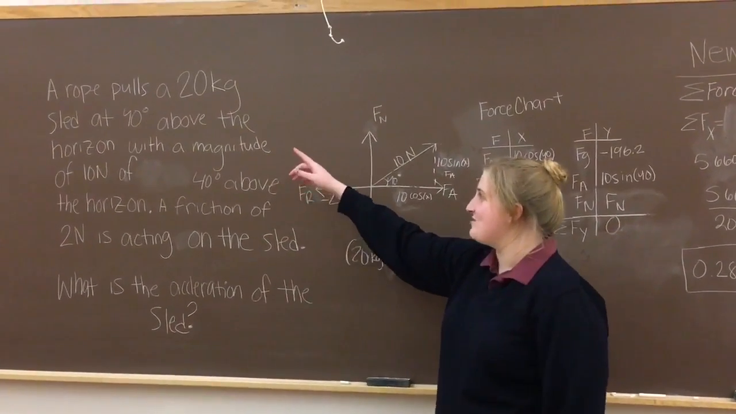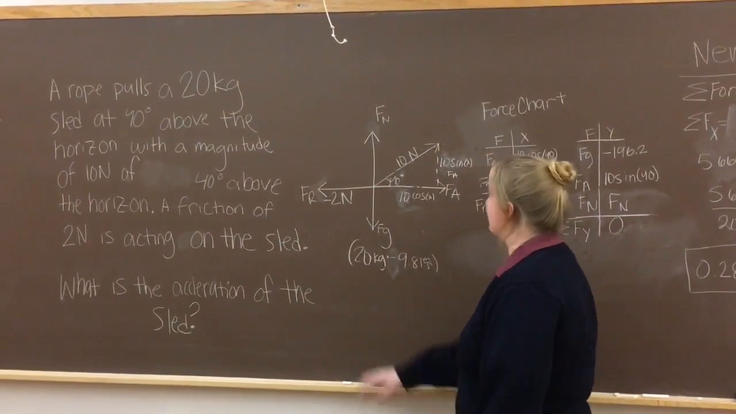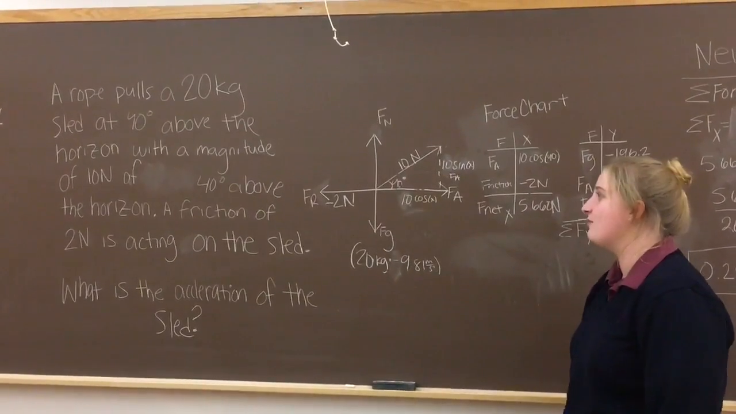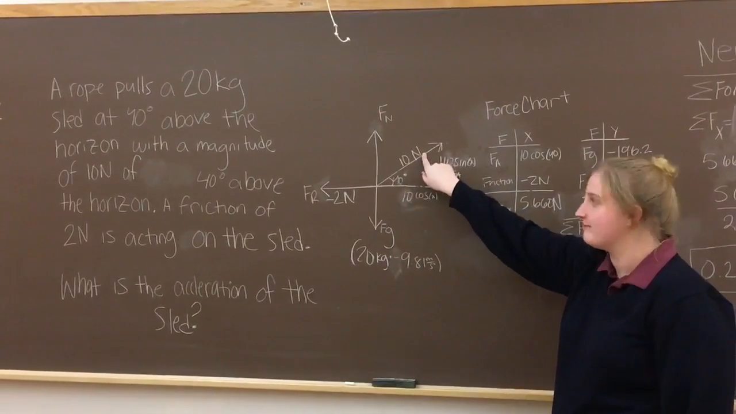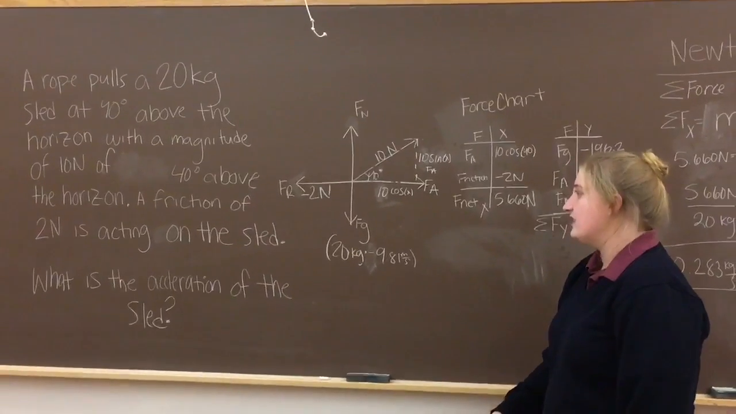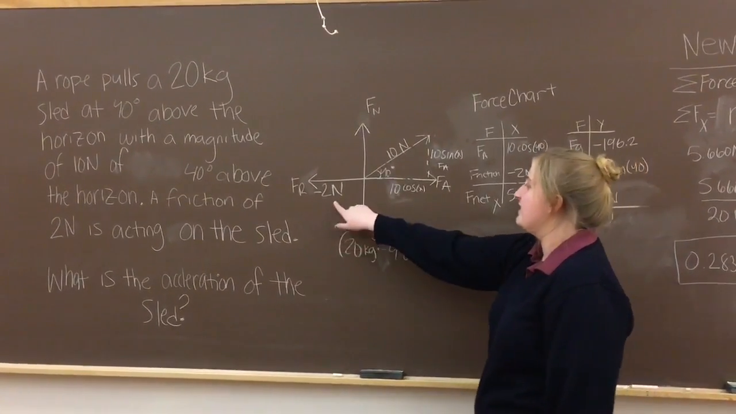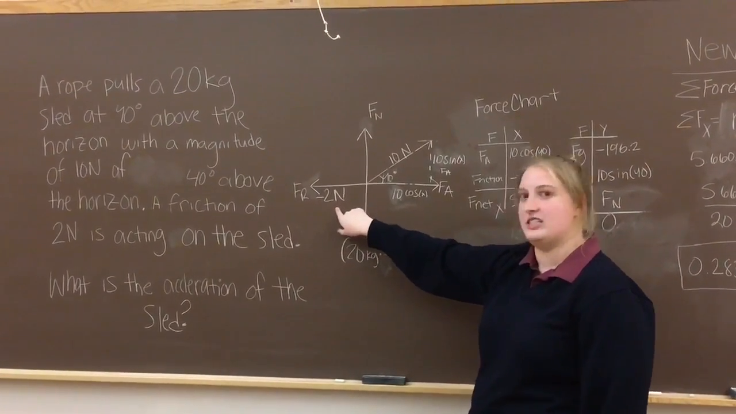A rope pulls a 20 kilogram sled at 40 degrees above the horizon with a magnitude of 10 newtons. A friction of 2 newtons is acting on the sled. What is the acceleration of the sled?